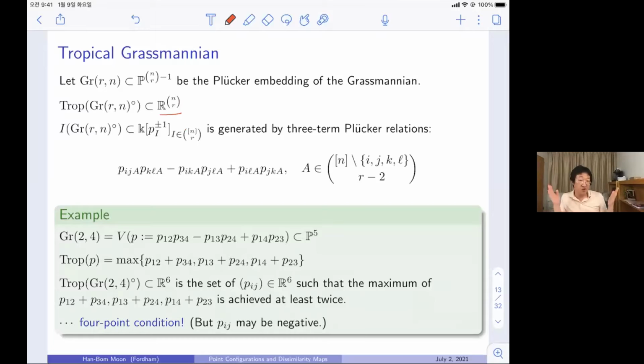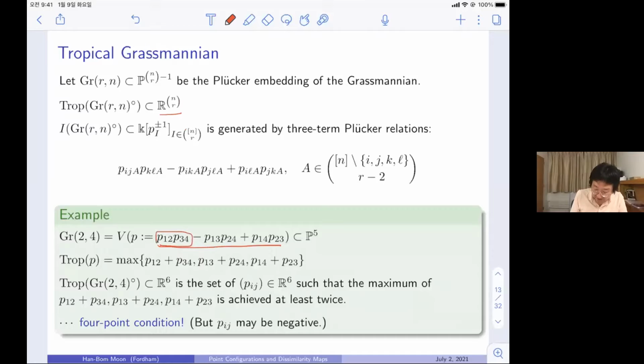Let's think about the first non-trivial case, the Grassmannian Gr(2,4). This is a hypersurface in P^5. The hypersurface is defined by this polynomial. Now let's take the tropicalization of this polynomial. First of all, we need to ignore all constants, so we have 1 and minus 1. Let's forget about the sign.